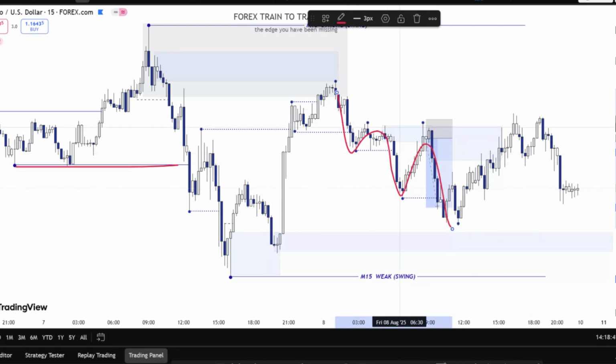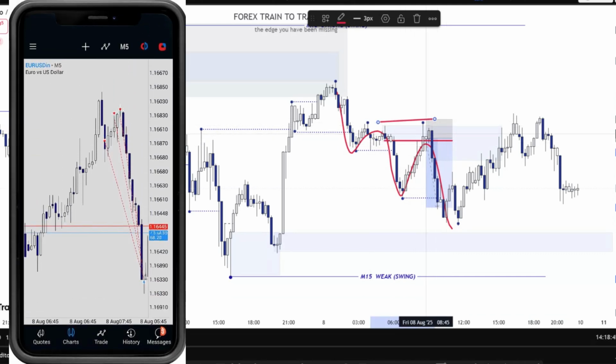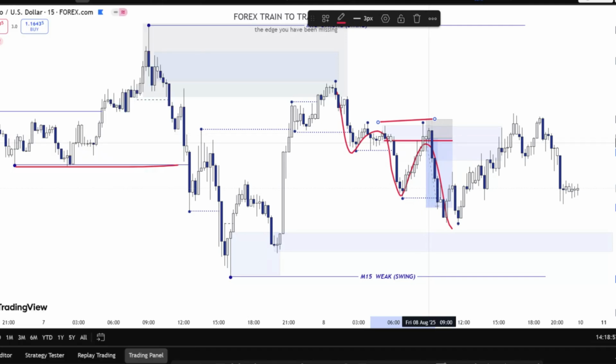So once I identified my entry criteria here on my lower time frame, I had to enter. I took some of my entries on 3 minutes, some on 1 minute, and some on 5 minutes. There were 3 entries that I actually took. And we now have a new level, new strong high, new weak low, a new level to trade off from.